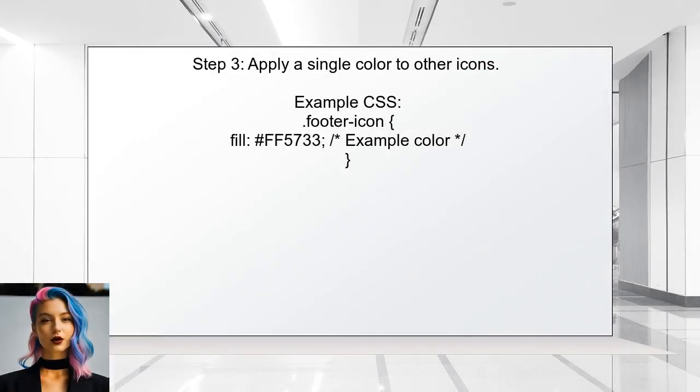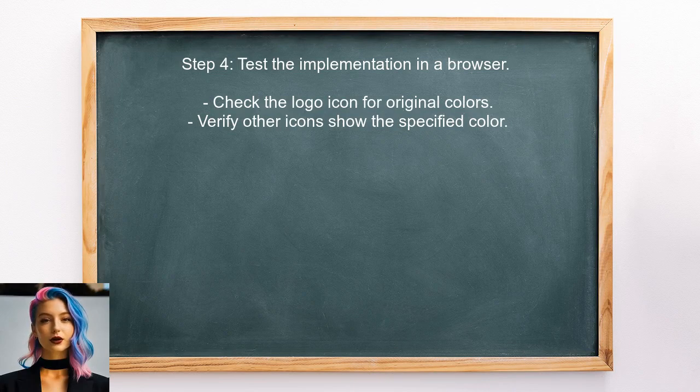Additionally, if the user wants to apply a single color to other icons, they can define a specific color in the CSS for those elements. This will override the currentColor setting. Finally, the user should test the implementation by checking the rendered icons in a browser. This will confirm that the logo displays its original colors while other icons reflect the desired color.